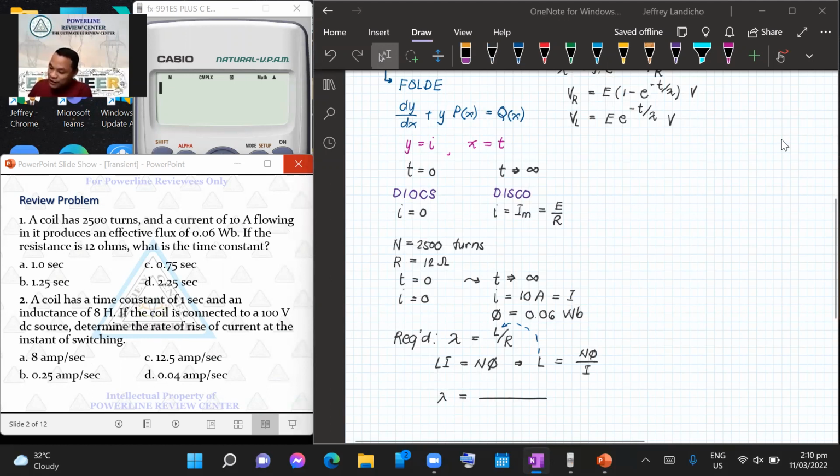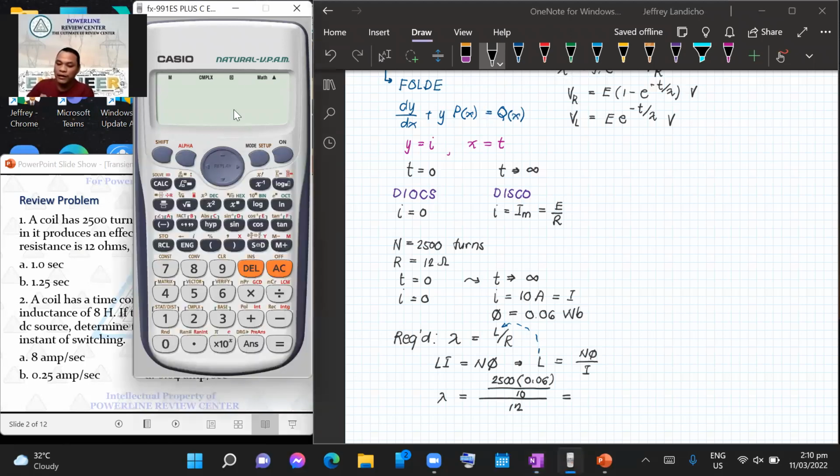What is L? Number of turns, 2,500. The flux provided is 0.06 over the current, 10 ampere, divided by the 12 from earlier. There is the value. So, 2500 times 0.06 divided by 10, over the resistance of 12. So, you have 1.25. What is always the unit of the time constant? It is measured in terms of time, so seconds.